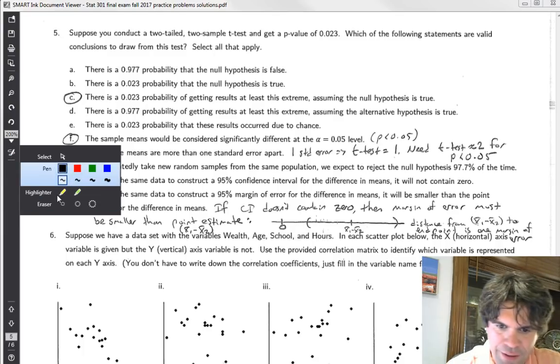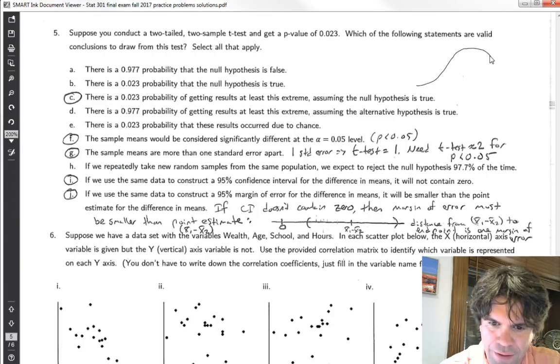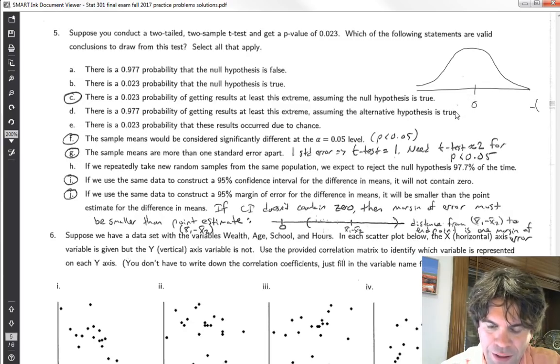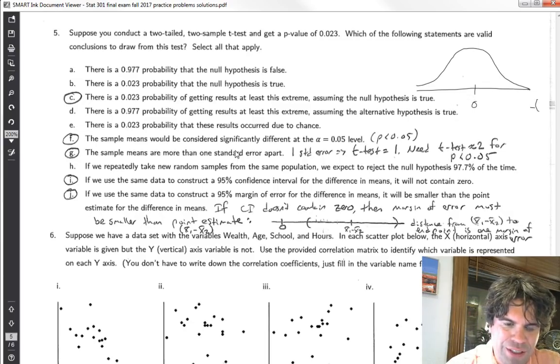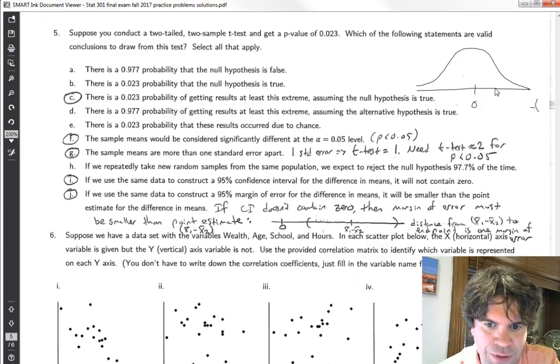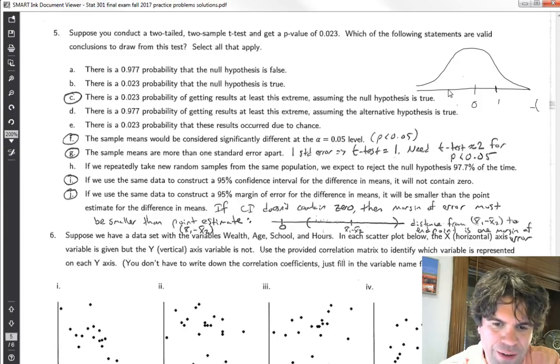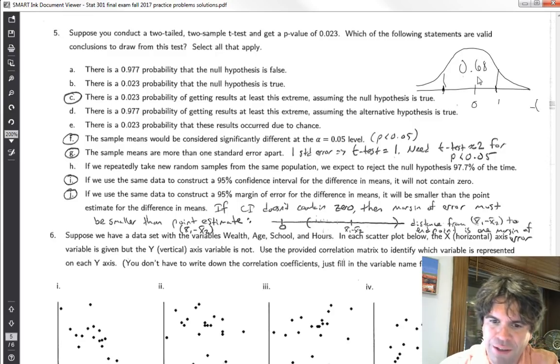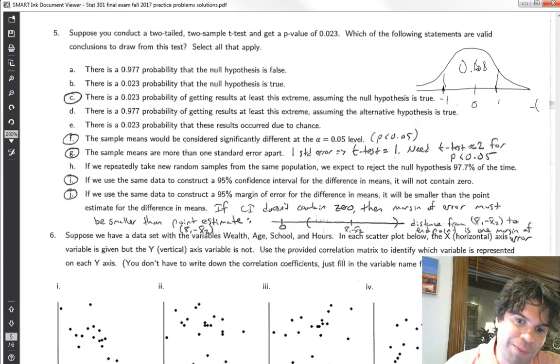Maybe I'll draw it on here. I should have drawn it on these solutions, but think about this is t, and there's 0 in the middle. One standard error is just one standard deviation of the sampling distribution. So one standard deviation. Remember that I probably didn't draw that quite far enough out, but we have 68% of values in a normal distribution, which a t-distribution is just about a normal distribution, being within one standard deviation of the mean.